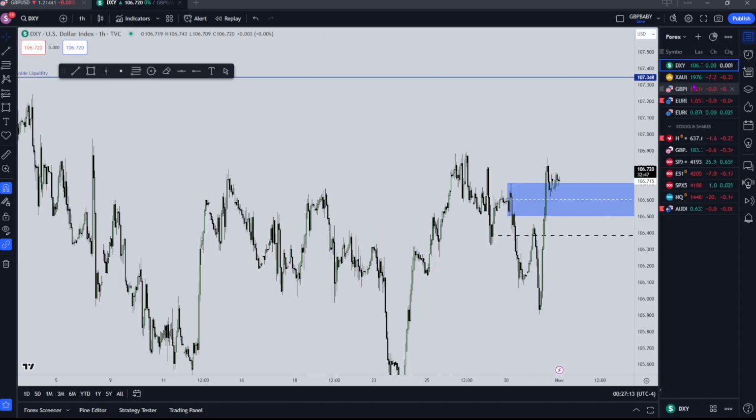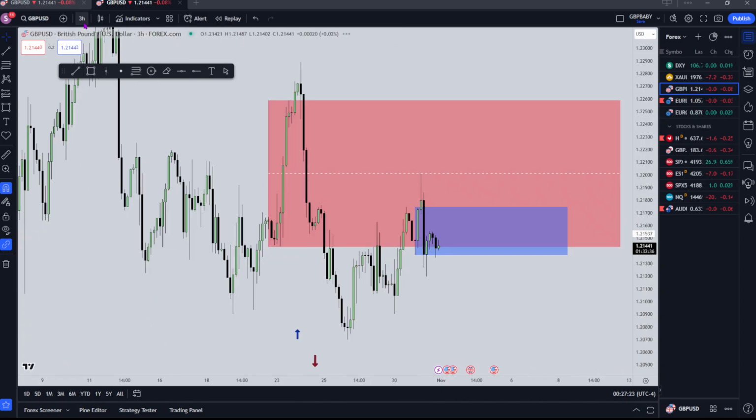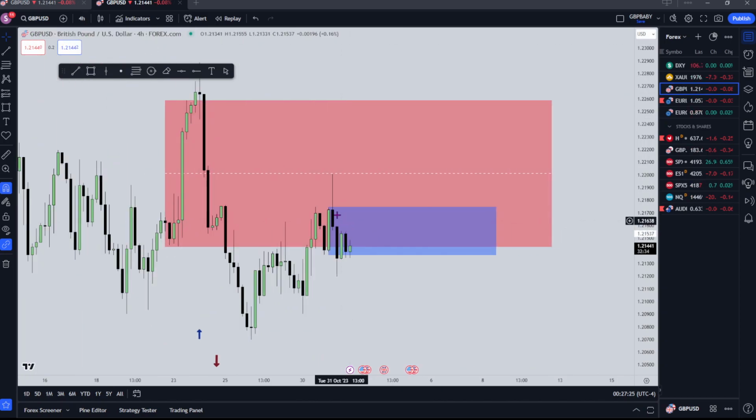Let's quickly go to GBP. We might as well. GBP done exactly as expected. Traded up to the 50% level, came down, took out this low, beautiful. See, we're consolidating. This candle now, bearish order block. Mark out 50% of that.